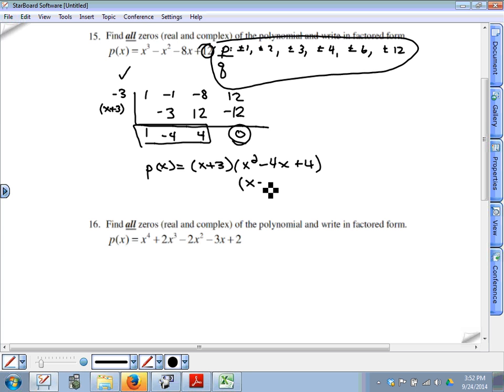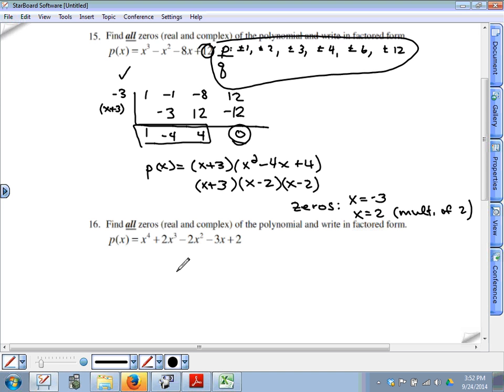And then we got real lucky in this one, because this quadratic factor factors very nicely into x minus 2 times x minus 2. Usually that doesn't happen. What usually happens is when you get to a quadratic factor, you have to use a quadratic formula. But anyway, the zeros then are x equals -3 and x equals 2, and that one has a multiplicity of 2.